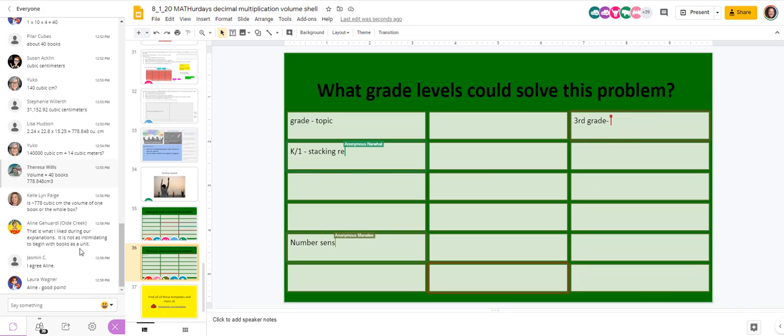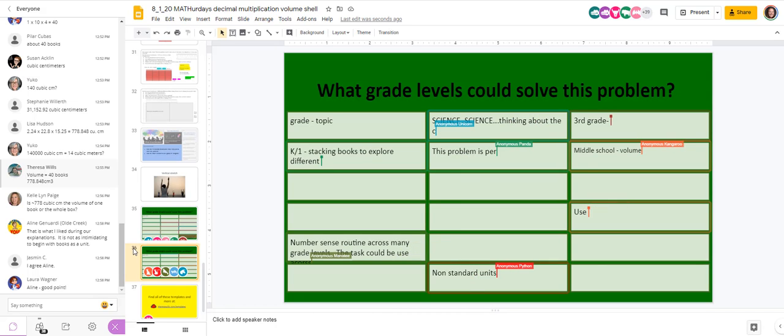And Aline wrote in there, it's not intimidating to use books as a unit, and that's one of the reasons we start with non-standard units in primary. We measure things in terms of paper clips or cubes, and it does take out that weirdness about what units do I use, and are they squared and cubed, and what does that squared and cubed even mean?